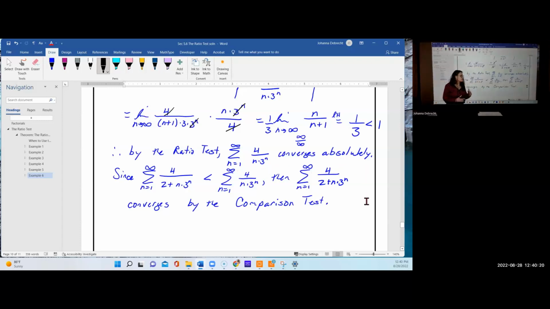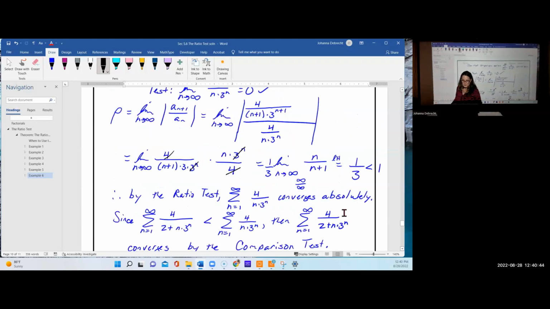So when I'm looking at this one, I've got the ratio test showing that 4 over n times 3 to the n converges absolutely. So that one is okay. And then because that converges absolutely, and because my unknown series is smaller than that known convergent series, then the unknown series must converge by the comparison test. So we're using a combination of both the ratio test and the comparison test to work these out.